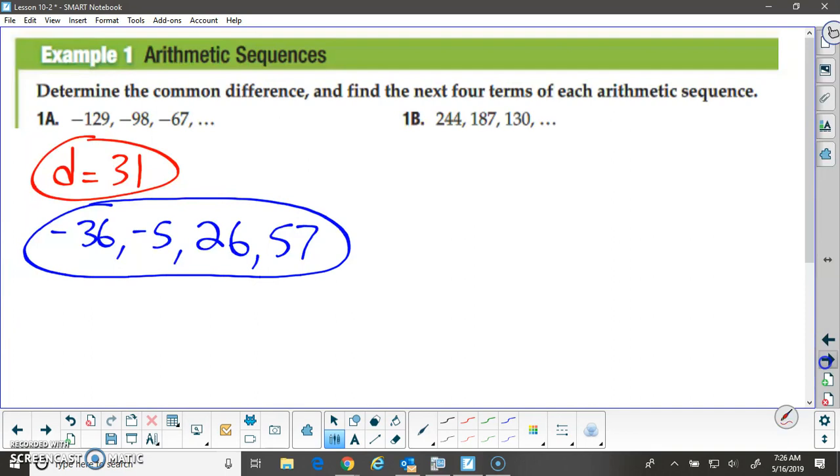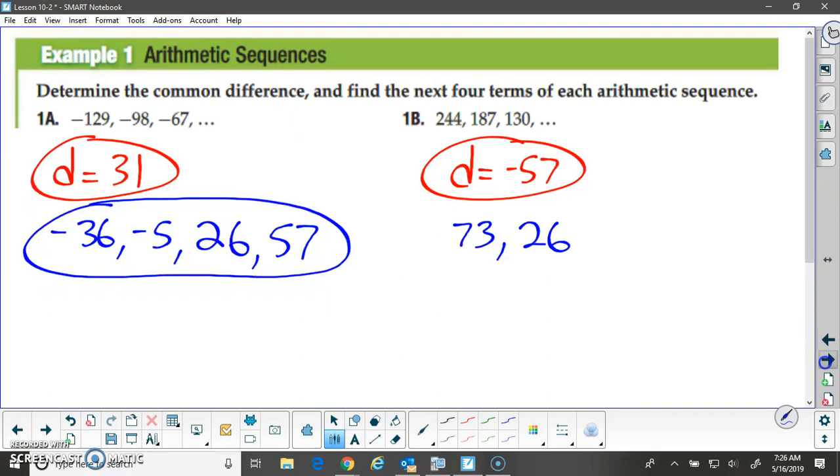The next one's going down. Hopefully you can see that it's going down by 57. So if it's going down by 57, that's your common difference. And then to find the next 4 terms, we would subtract 57 from each of these. And that would give us 73, and then 26. Sorry, that's 16 actually.